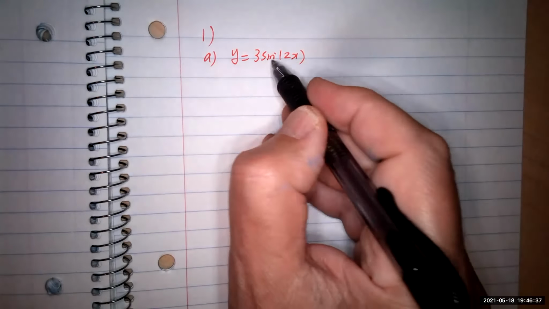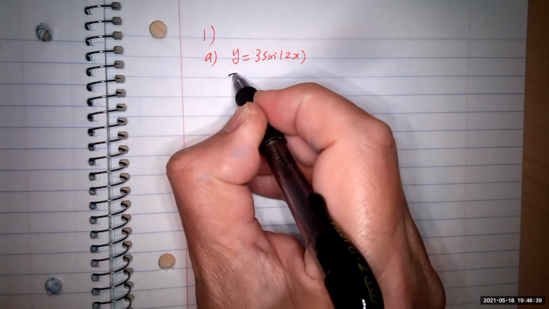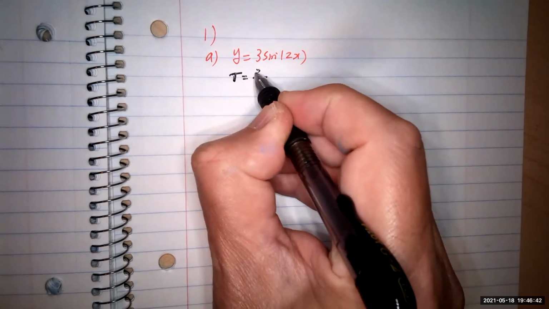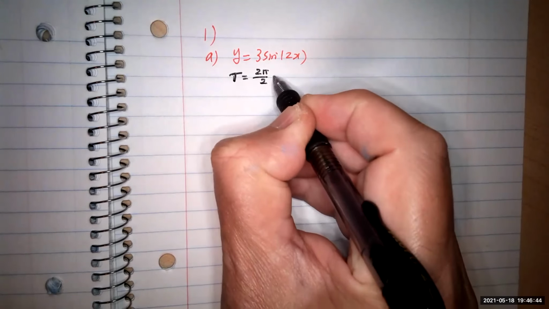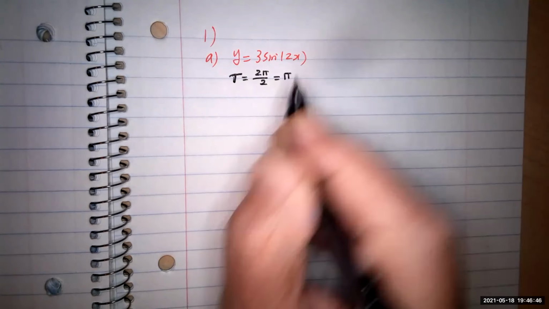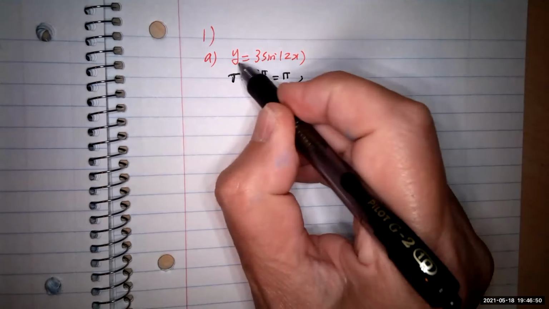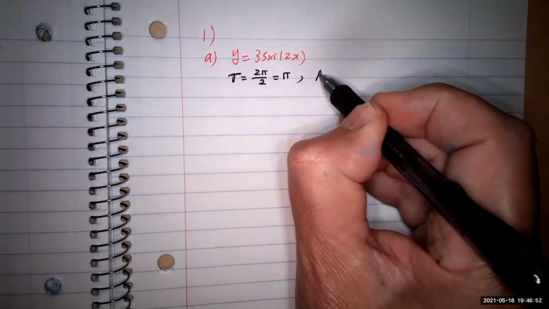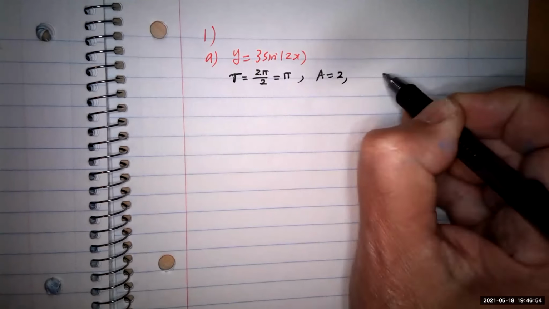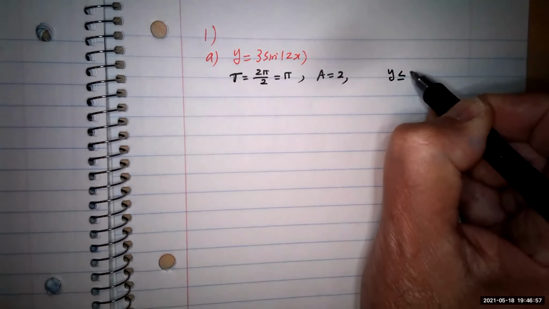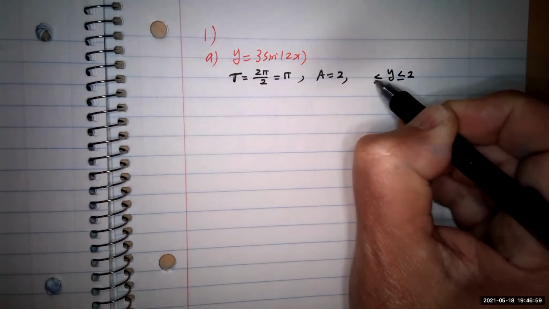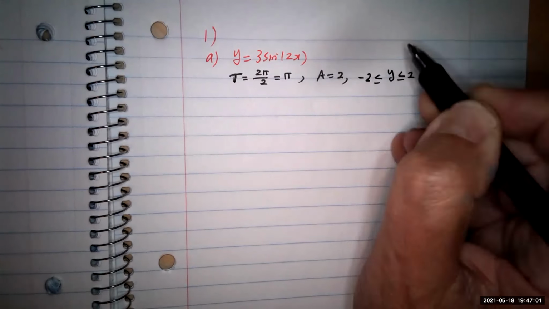Okay, we want to find the period and the range of the function. It's a sine function, so the period is going to be 2 pi. The coefficient is 2, so 2 pi over 2 is equal to pi. And you know that the range of the function over here, where a is equal to 2, is going to be between 2 and negative 2.